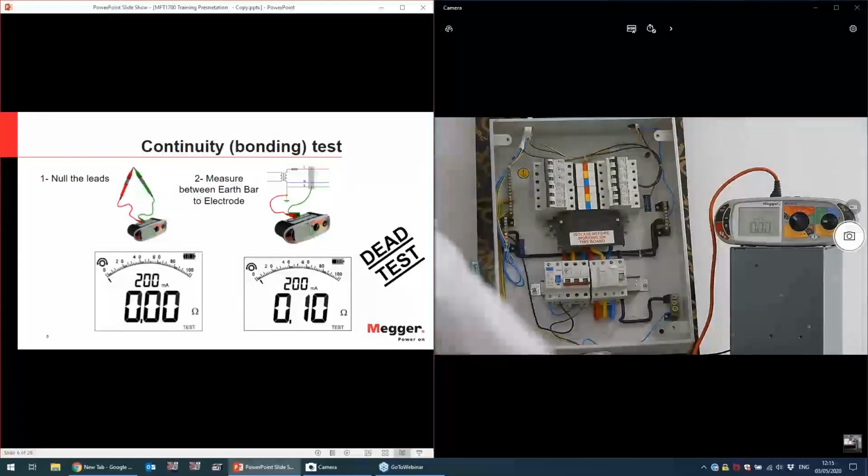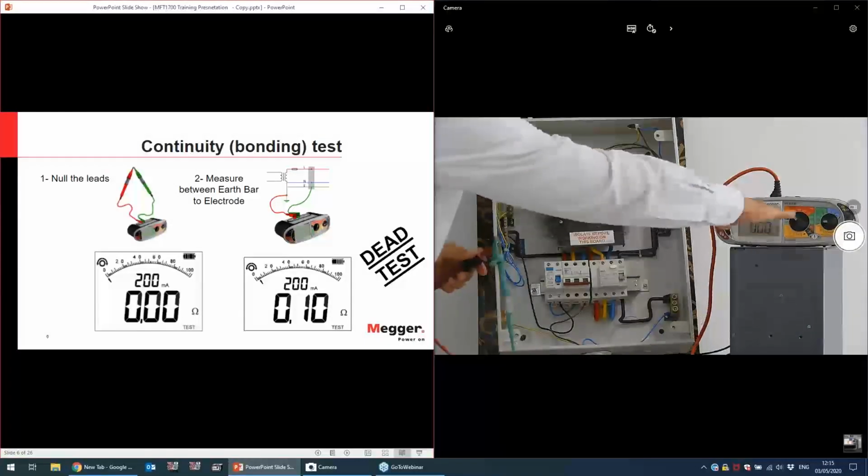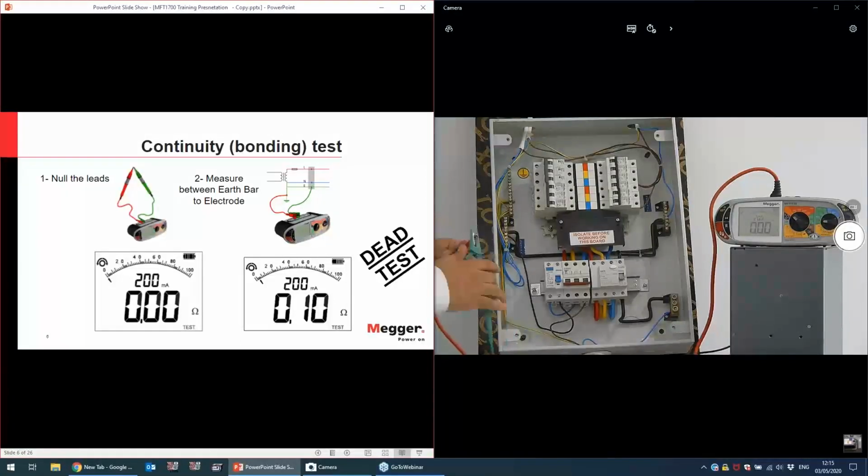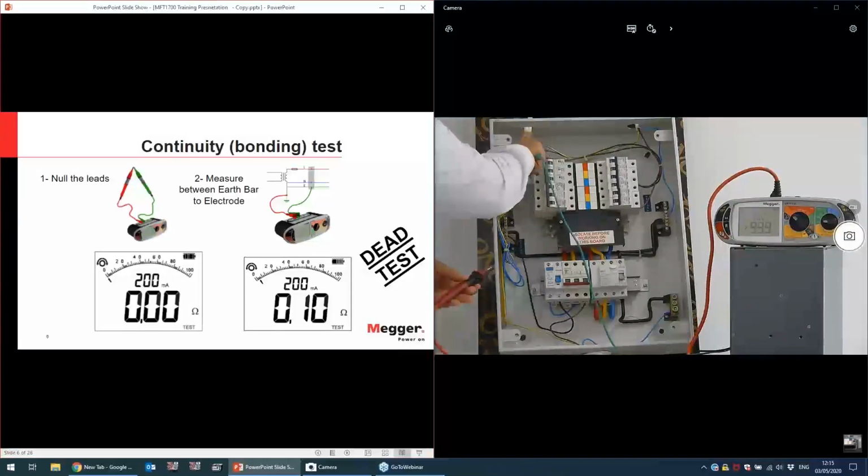And now, even though I am still connected to both, the resistance value is zero. The value of the resistance of my test lead has been nulled. Now I can conduct my actual test. So I connect to my earth bar inside my distribution board. I make sure that the connection is solid and very good.